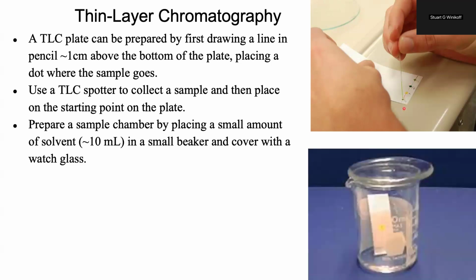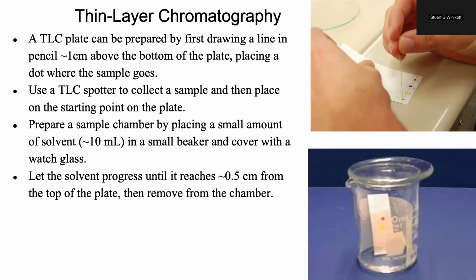Then you're going to prepare a sample chamber containing a small amount of solvent. In this case, you'll be preparing about 10 milliliters. You're going to place it in a beaker and cover it with a watch glass, because a crucial piece of most of these solvents is that they do evaporate, and this will help pull the solvent up the plate. Unfortunately, this also means if you do not cover your plate, all of the solvent can potentially be removed from the system, and you have a lower concentration of solvent along the plate. So again, slowing the progression.